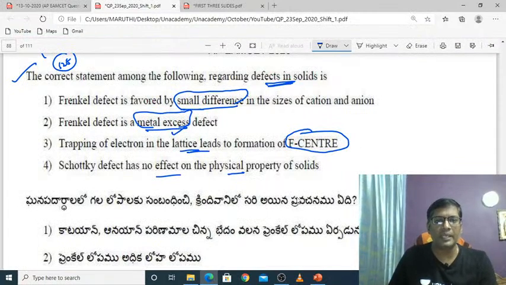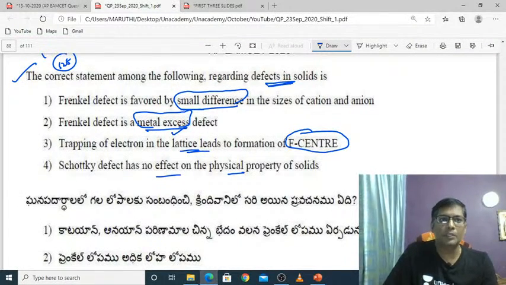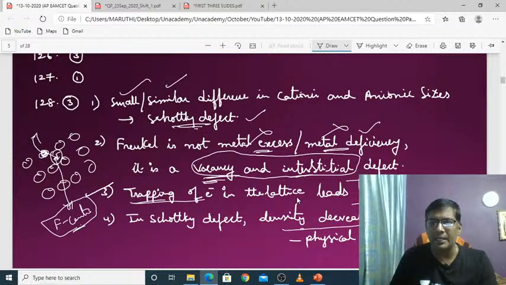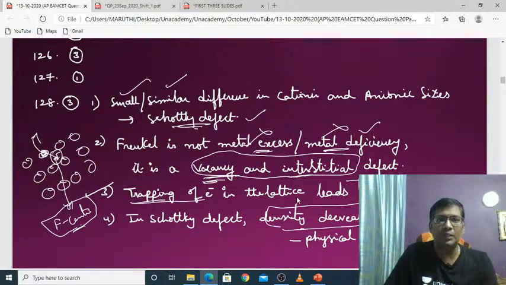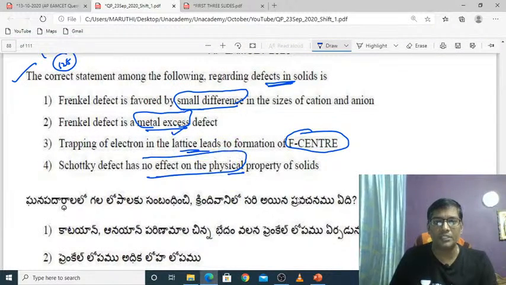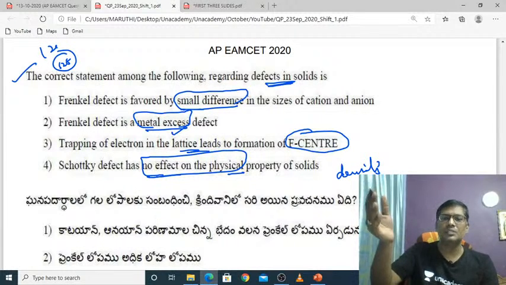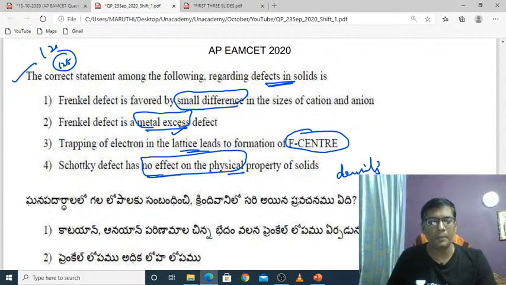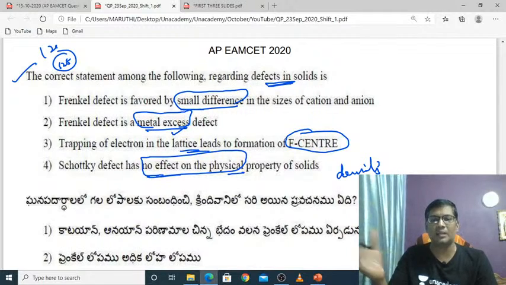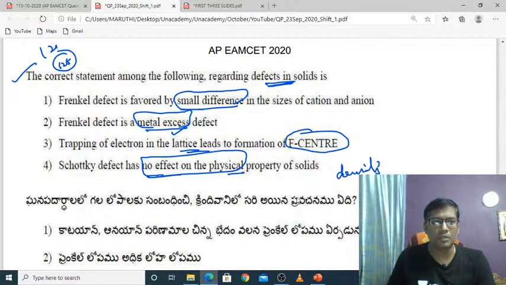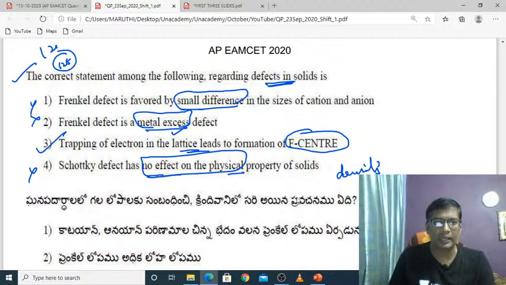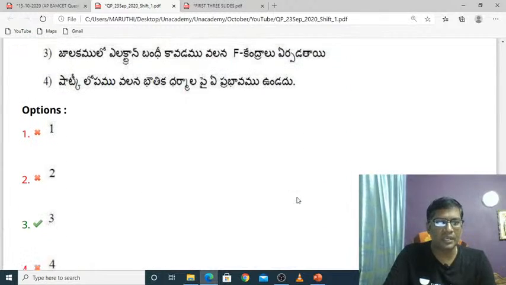What is the fourth one? Schottky has no effect on physical property. No. Suppose if you take the density, it will decrease. But they have given that there is no effect on physical property. There is a physical change with respect to density. When the atoms are lost from the crystal, definitely the density will be reduced. So it is also not correct. The correct option is 3.